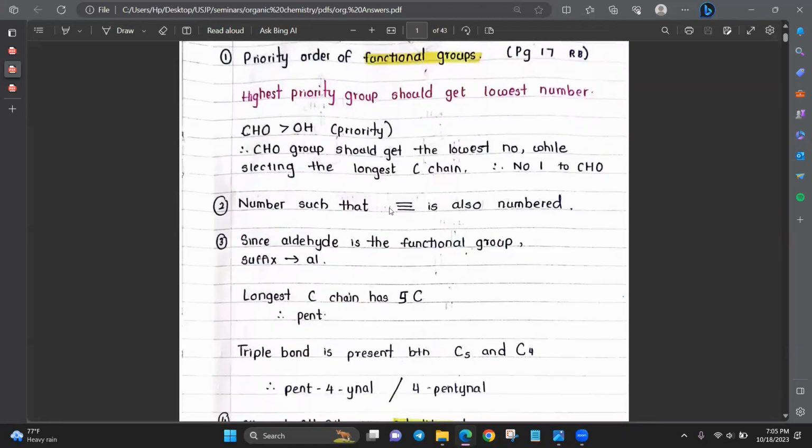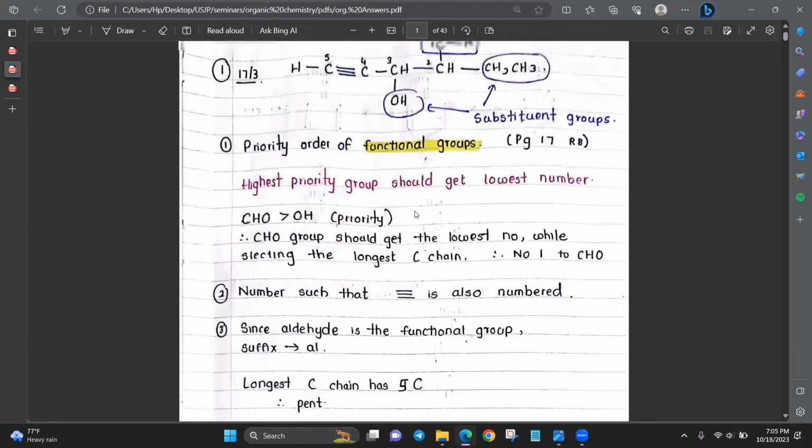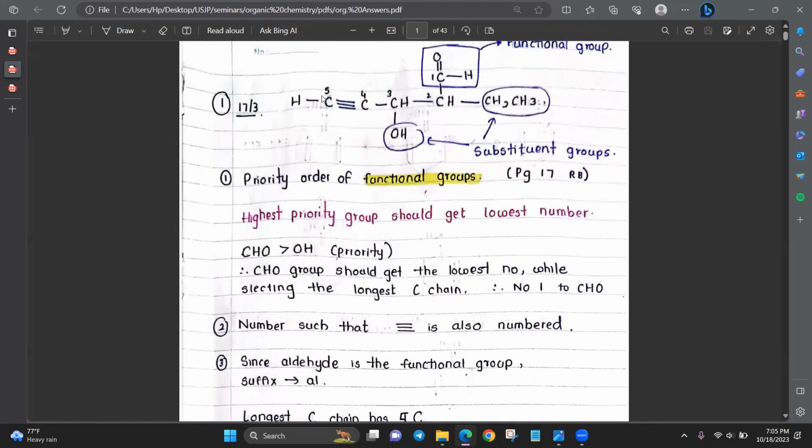And we have to number such that the double bond, triple bond is also numbered. Now here there is a triple bond. So we have to consider this also. We can't go this way because then this will become a substituent group. No, then we don't have a name for this substituent group. So in order to include this triple bond only, we have to number.